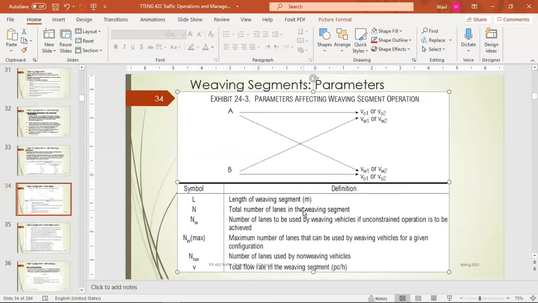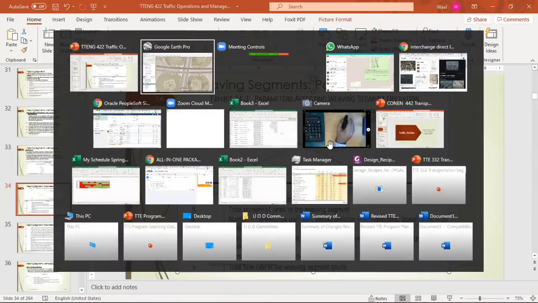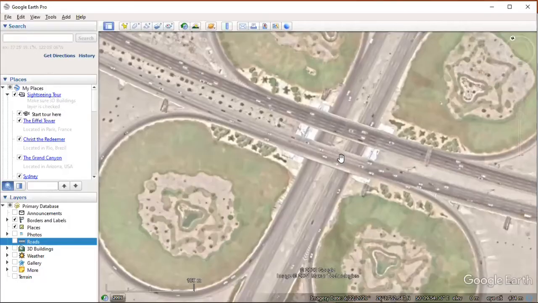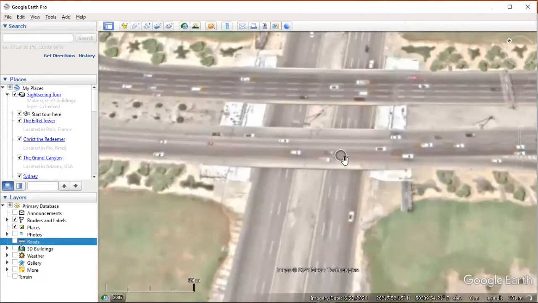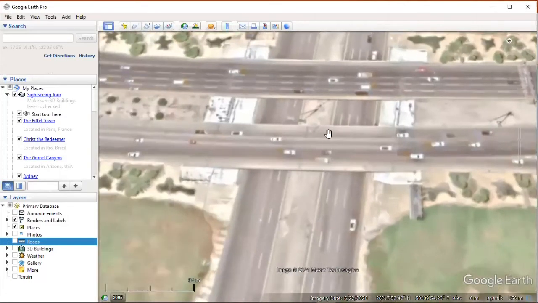N is the number of lanes in the weaving segment. What does N, the number of lanes, mean? Very simply, here how many lanes do we have? 1 2 3 4. 4 lanes. Here 1 2 3 4 and maybe this is a fifth lane. 5 lanes. So N, we have 5 lanes available in that weaving segment. Okay.